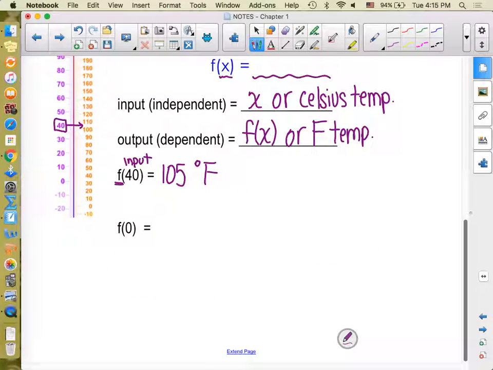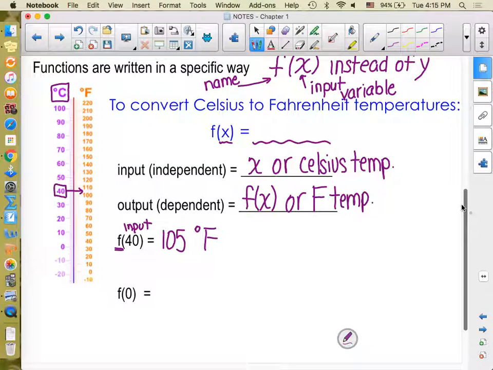Each temperature has one equivalent that will come out of this because it's a function. We know every input has one output. So f of 0, they'd like us to go on our scale and have an input of 0. That means we're going to use a Celsius temperature of 0. So I find 0 on here. There's my 0. And for that, I'm going to map over. 0 degrees Celsius is freezing.